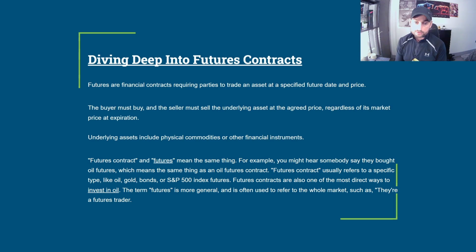The term futures is more general and is often used to refer to the whole market, such as they're a futures trader. So if someone says I trade futures, like me, I'm a futures trader, then it's referring to the broad market. So you could trade oil, gold. I just trade the ES, S&P, but you could trade anything really.